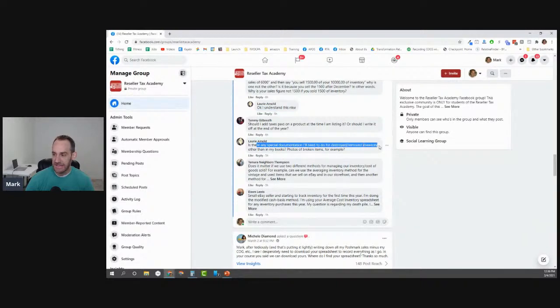Is there any special documentation I need for destroyed, removed inventory other than books? We'll talk about that. Yeah. So if you get rid of inventory because it's obsolete or damaged, then it is as if you sold it for $0. As far as documentation, if you're throwing it away, you're not going to get any special documentation. So I don't think so. I just wouldn't worry about it.